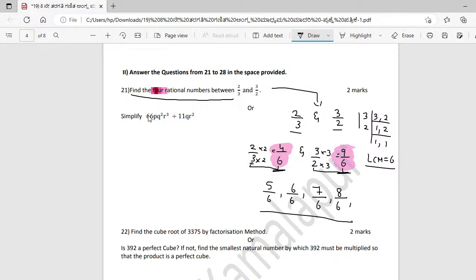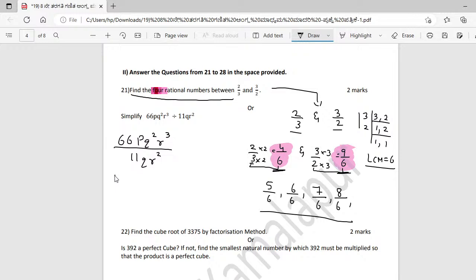Okay, so let us go with one more choice question. In that, the first one, that is 66 p q square r to the power of 3 divided by 11 q r square. So I'll show you the easiest way, the very simplest way.